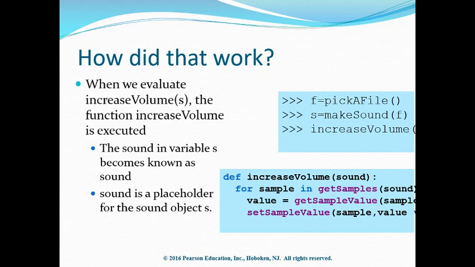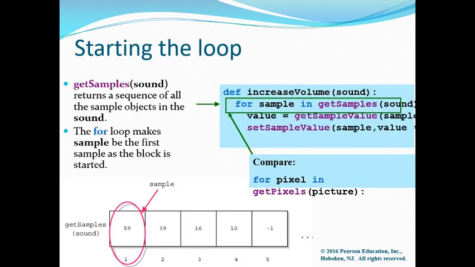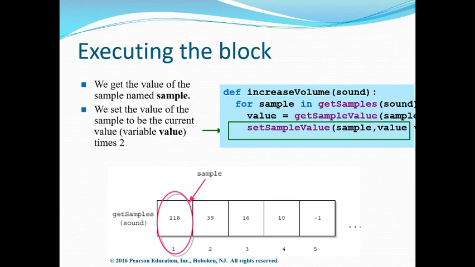So how did that work? When we evaluate increaseVolume, the function increaseVolume is executed. The sound in variable s becomes known as sound, and sound is a placeholder for the sound object, s. So starting the loop, getSamples returns a sequence of all the sample objects in the sound. The for loop makes sample be the first sample as the block is started. So we can see when we call getSamples, the first sample in the for loop is index 1, which is 59. And then that does everything in the for body, and then it continues to the next index 2, which is the value of 39, and it goes on and so forth like that.